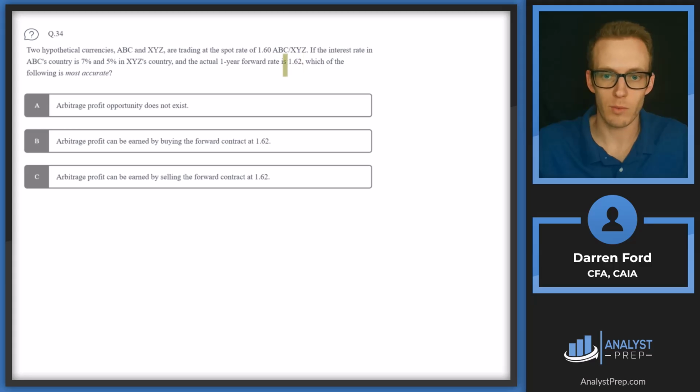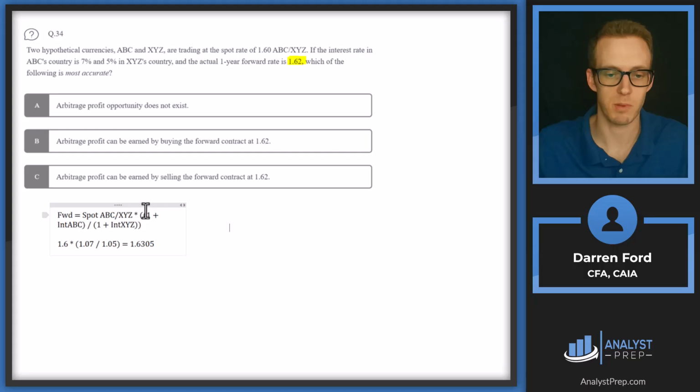So we have our forward rate quote here at 1.62. Essentially we need to calculate what the forward rate should be based on the spot and these interest rate differentials, and then decide whether there's some arbitrage with this forward rate. So I'm going to pull in that formula here. Our forward rate calculation is going to be the spot rate of ABC/XYZ, so that'll be our 1.6. And then we're going to multiply that by the interest rate differential between the two. So that will be 1 plus the interest rate of ABC, 1 plus 7%, and then divide that by 1 plus 5%.